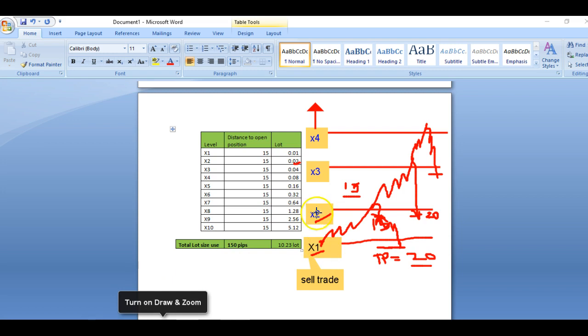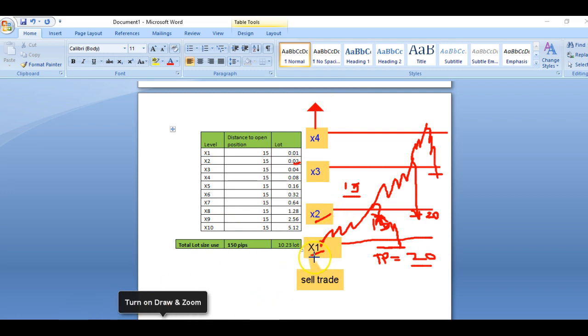All right, so your lot size will always be multiplied by 2, since your setting is martingale, or multiplication by 2. So your x1 will start from here, and then x2, x3, x4. It will follow until whichever level you are using.